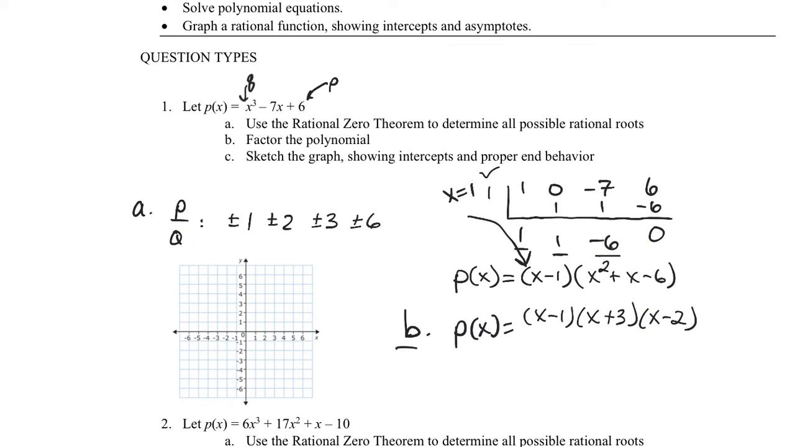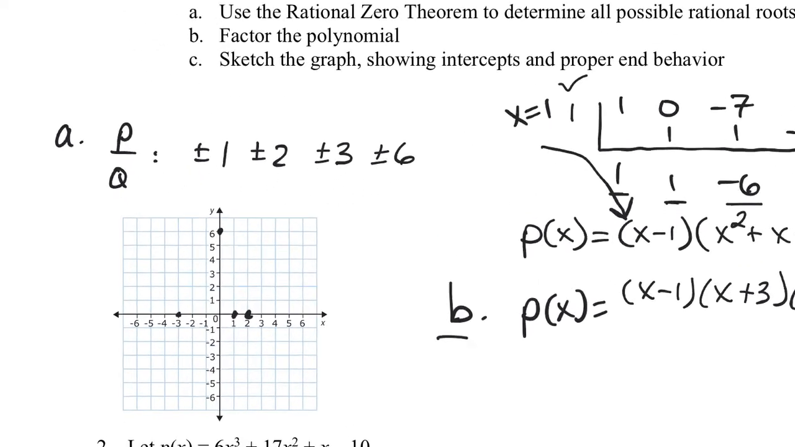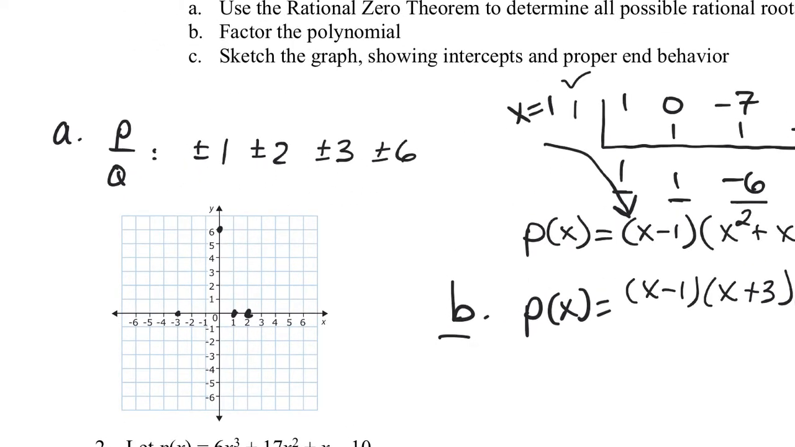So the zeros are x equals 1, x equals negative 3, and x equals positive 2. The y-intercept we already decided was 6.